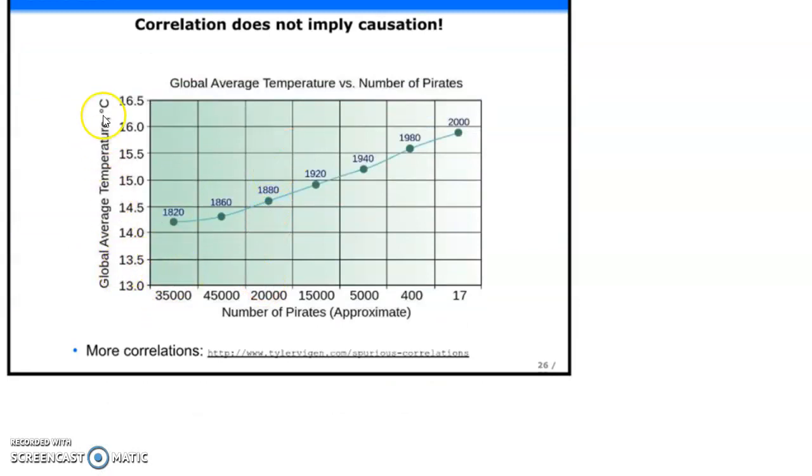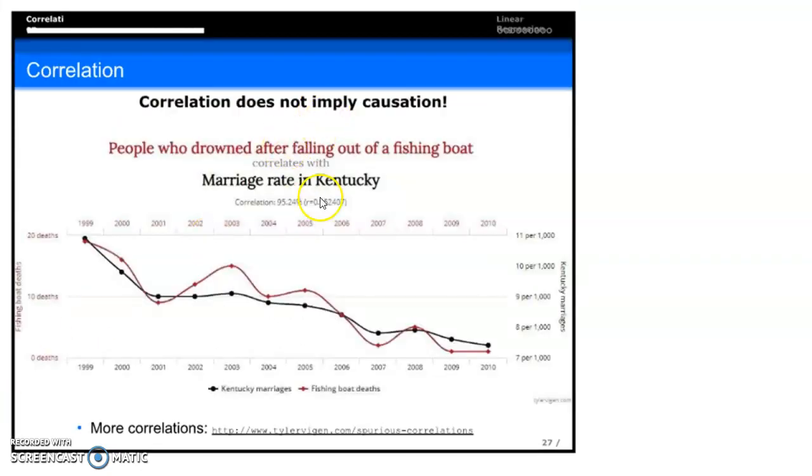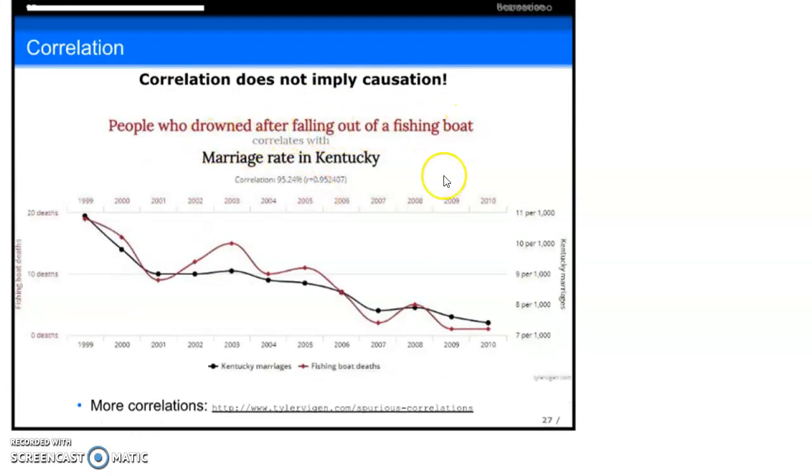Here's an example of correlation not implying causation. As the global average temperature increases, the number of pirates increases. Oh, wow. So that means the number of pirates causes the global average temperature to increase. Obviously, that's very silly. Here's another very silly one. People who drowned after falling out of a fishing boat. As that number went down, the marriage rate in Kentucky also went down.